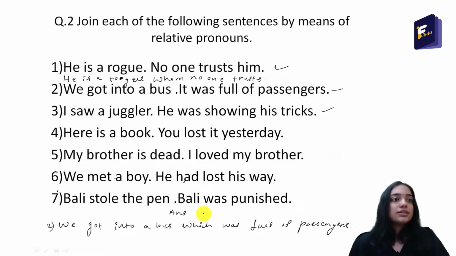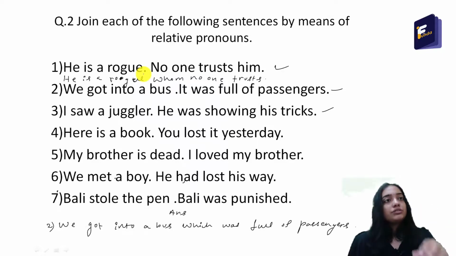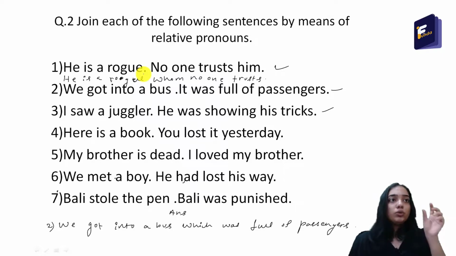As bus is a non-living thing, I am using the word which. In both these sentences, I can use that. He is a rogue that no one trusts. And we got into a bus that was full of passengers. So like that also we can write. We can use that for all the sentences. But for our knowledge, we are using the words whom, which, like that.